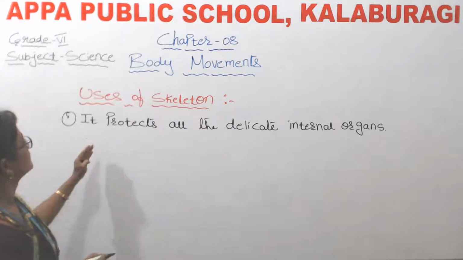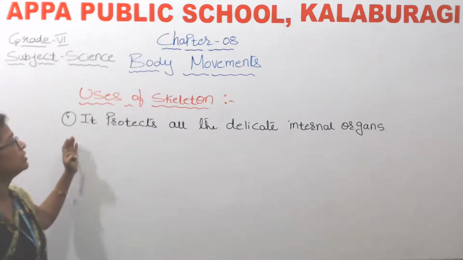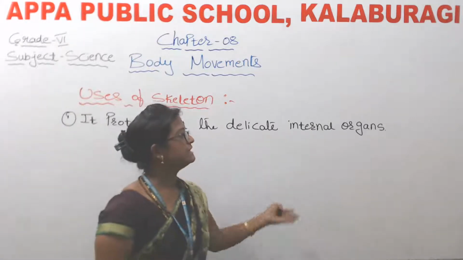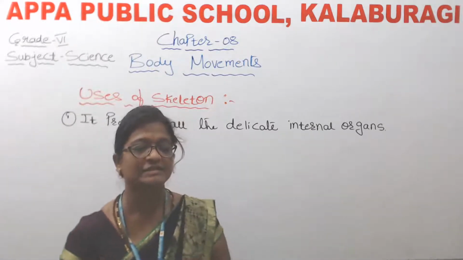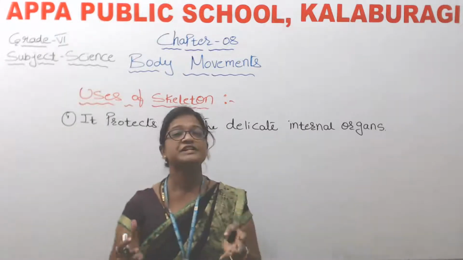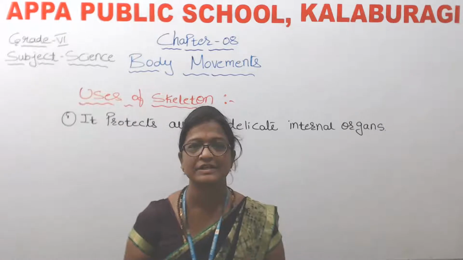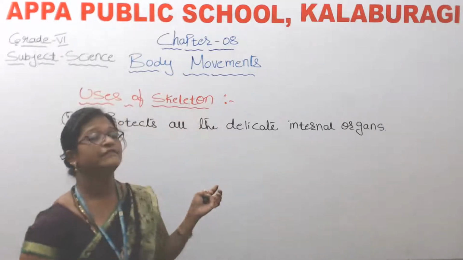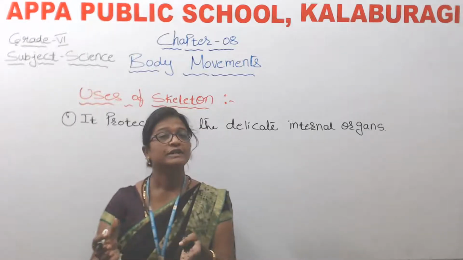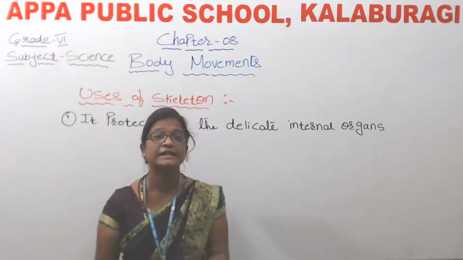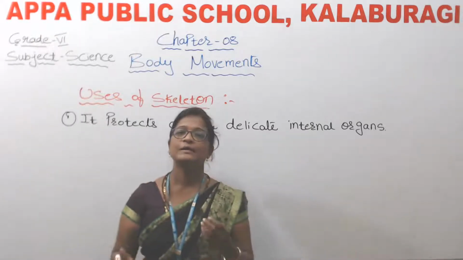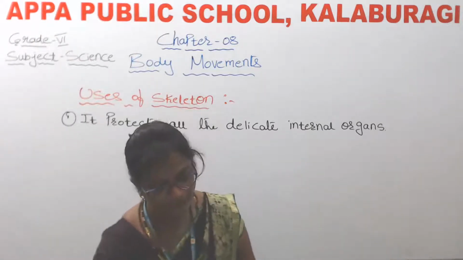So here, yes children, what does it protect? It protects all the delicate internal organs. So many delicate internal organs are present in our body. So here, the skeleton protects those, isn't it? Without the skeleton system, if we meet with some injuries, the internal organs will be delicate, isn't it? They may get hurt. So because of this framework, like the skeleton, all are protected inside our body.